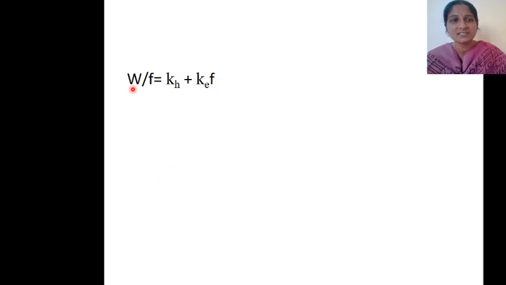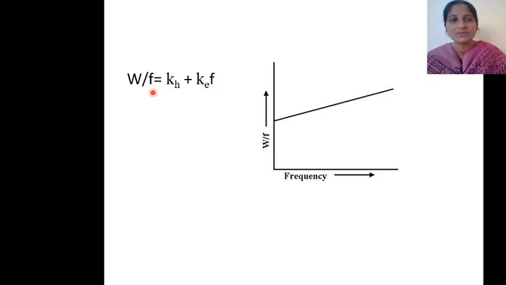So that means iron losses divided by frequency is equal to KH plus KE into F. If you draw a graph of W by F on the y-axis and frequency on the x-axis, then you will get a straight line with intercept KH. That means it is not passing through the origin. Instead, there is some intercept.